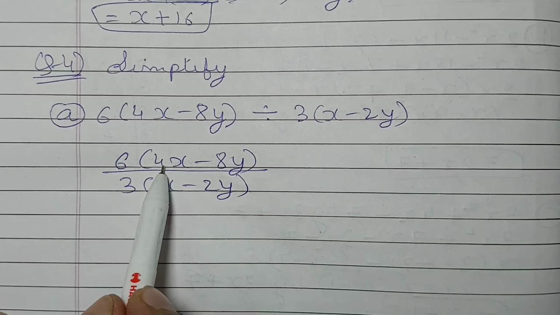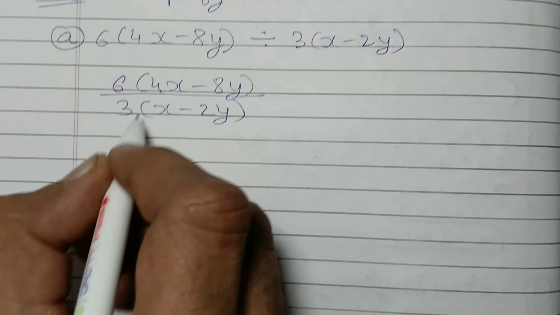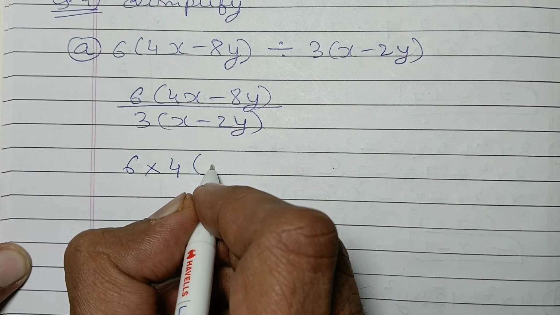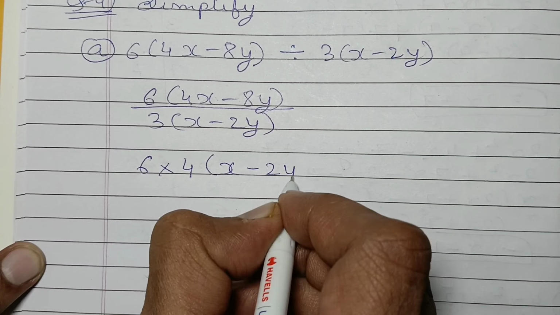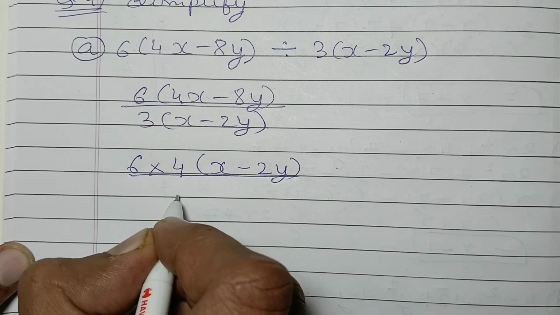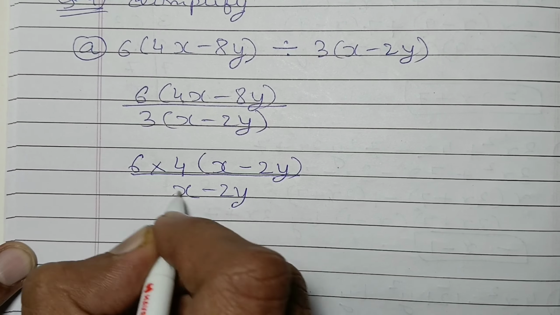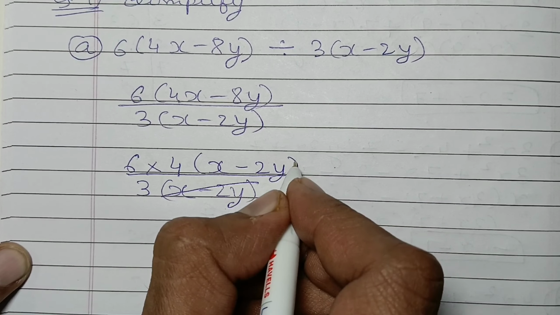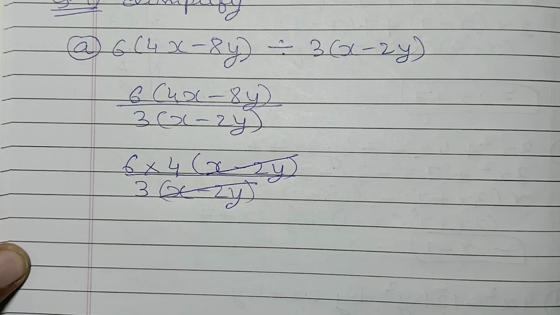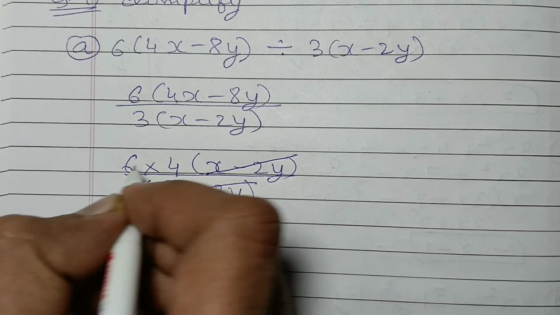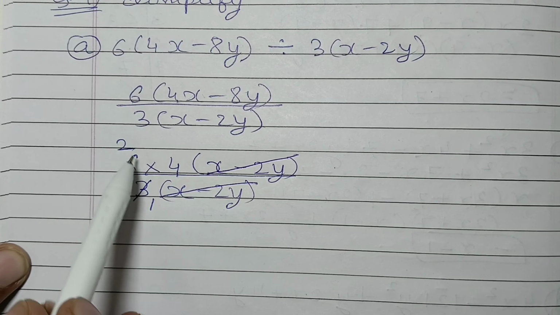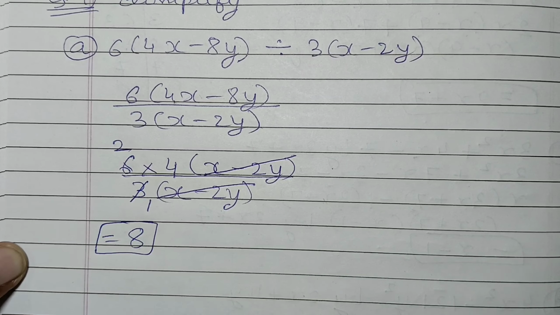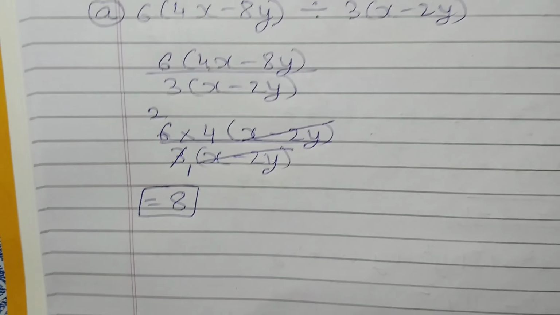We can take out 4 common from these terms. So 4 common taken out, remaining term will be x minus 2y divided by x minus 2y. X minus 2y cut with x minus 2y, and 3 ones are 3, 3 twos are 2, 2 fours are 8, will give us 8 as our answer for the A question.